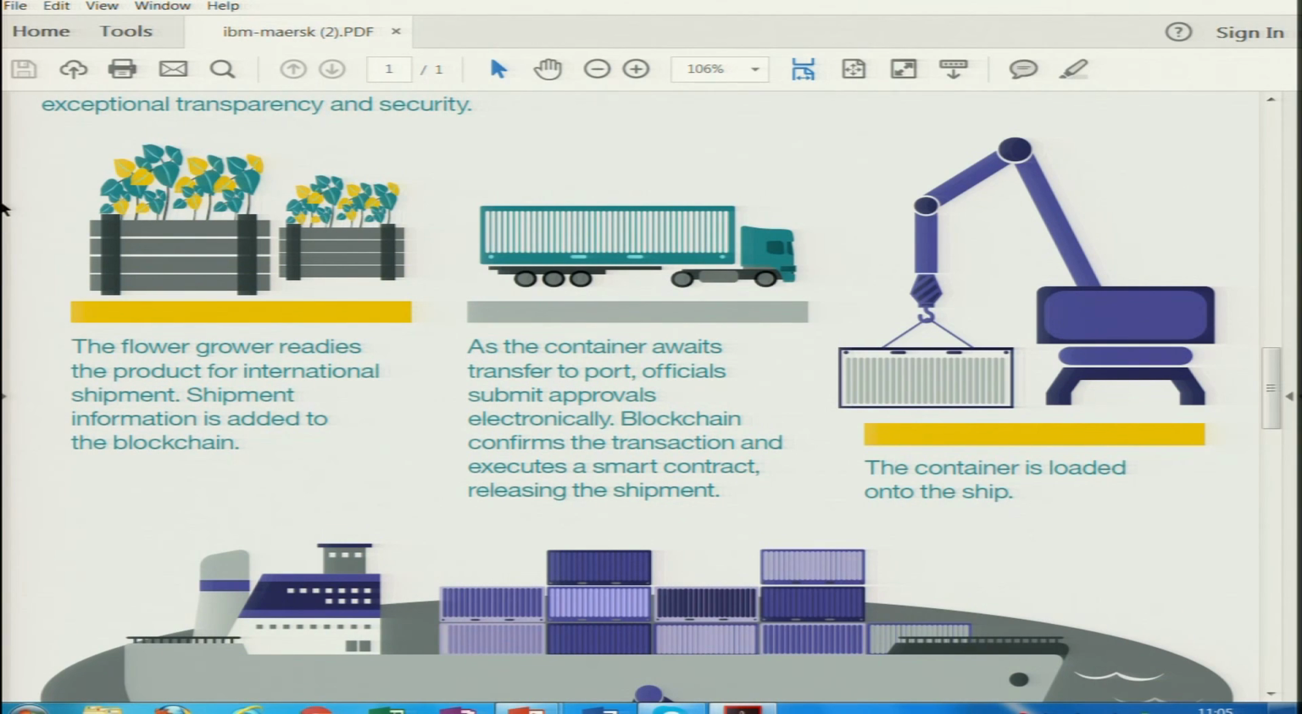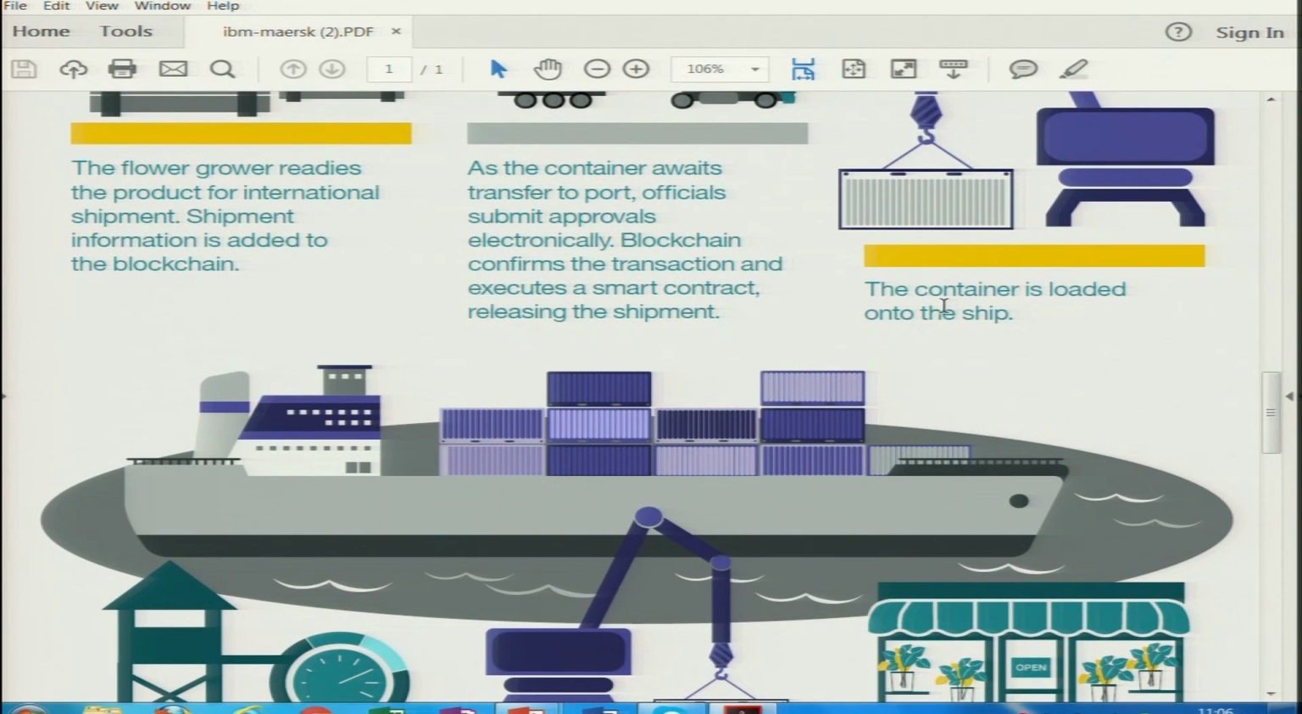So, the flower grower readies the product for international shipment. Shipment information is added to the blockchain, or in the example I gave, the apple grower adds the shipment information to the blockchain. As the container awaits transport to the port, officials submit approvals electronically. So, when these apples are waiting in the processing center, the document is sent for approval ahead of time from the processing center. Blockchain confirms the transaction and executes a smart contract releasing the shipment. So, approval is done, a letter of credit is issued automatically on the blockchain, the shipment can go on to the port. The container is loaded onto the ship.